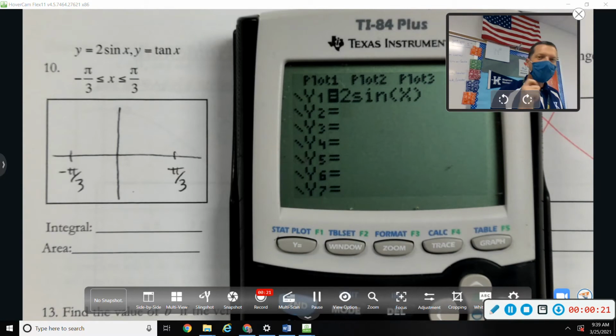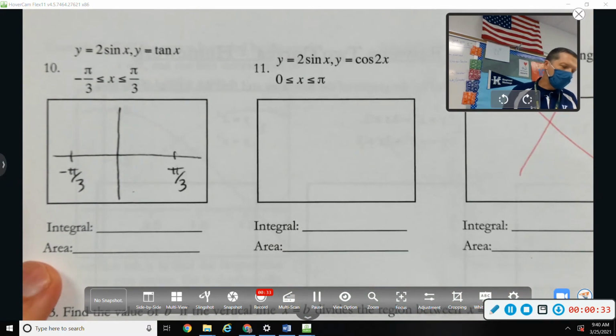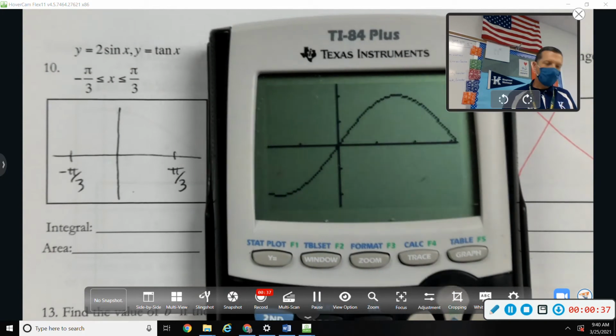And if you're not sure you'll be able to tell which one's which, then you graph them one at a time so that you can see, oh yeah, that's what sine is. Now this one, I know what sine looks like and I know what tangent looks like, so I'd be able to tell the difference. But if you were graphing two sine waves or two cosine waves and you weren't sure, then graph them one at a time.